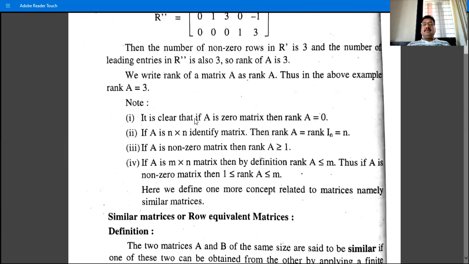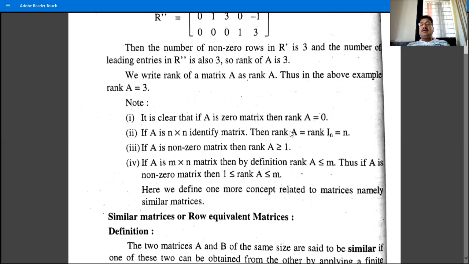If A is a zero matrix, then rank of A is 0. If A is an identity matrix of order n by n, what is the identity matrix of order 3, for example? A is of order 3 by 3 identity matrix. Then what is A? A is 1, 0, 0, 0, 1, 0, and 0, 0, 1. If A is of order 2, then what is A? Identity matrix of order 2, then A is 1, 0, 0, 1. That is the identity matrix. Suppose this A is the general identity matrix of order n by n.